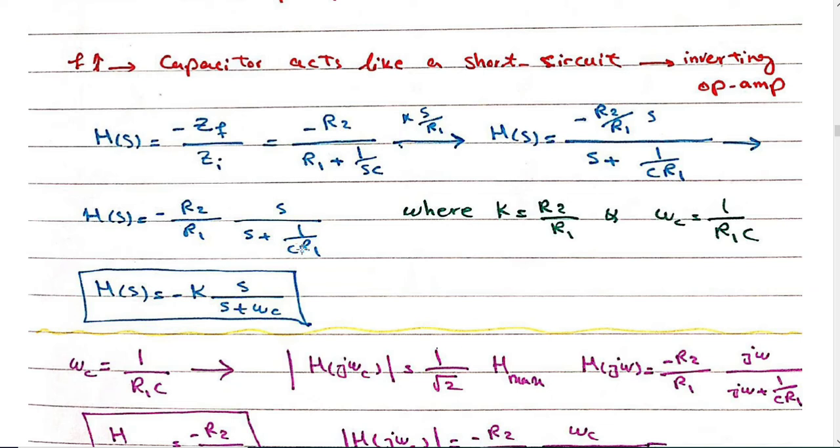How do you calculate the cutoff frequency? What is the equation to find the cutoff frequency? Magnitude of H(j omega c) equals 1 over root 2 times H max. Yes, that's correct. So use this equation and find the cutoff frequency for this circuit.